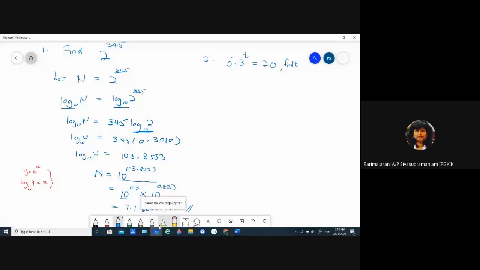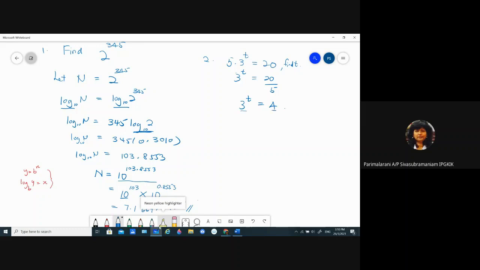What shall we start with? This is times. Can we eliminate the 5? We can get rid of this 5, right? What do we do? 3 to the power of t is equals to 20 divided by 5. Bring 5 over to this side. So you get 3 to the power of t is equals to 4. Okay, now how do we solve this? 3 to the power of t is equals to 4.